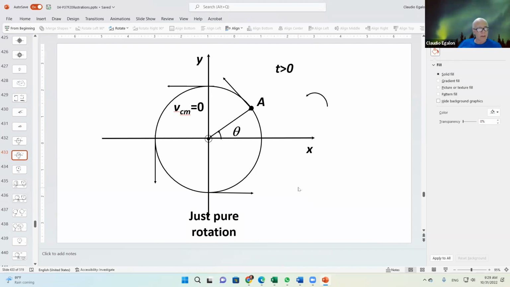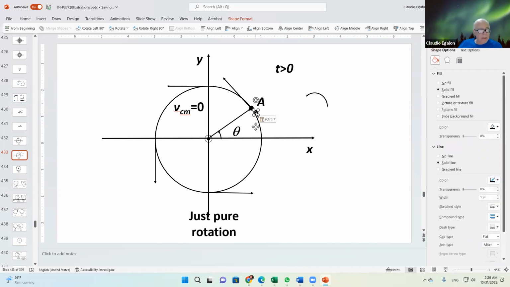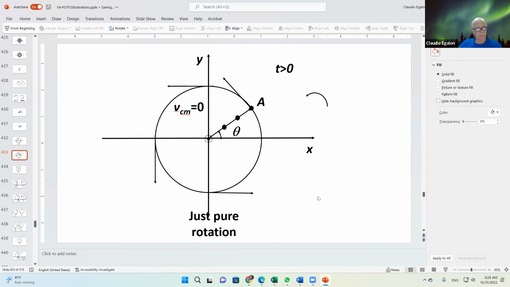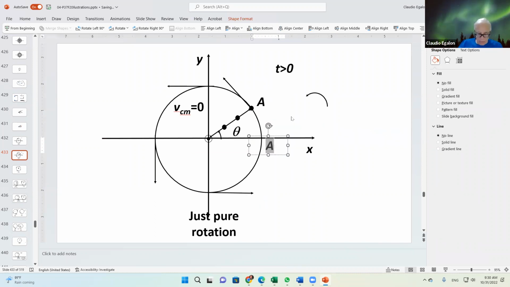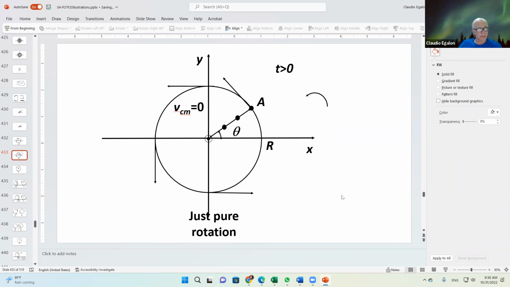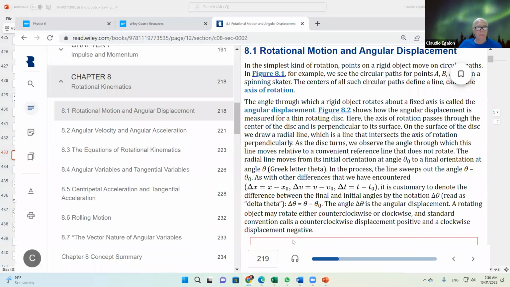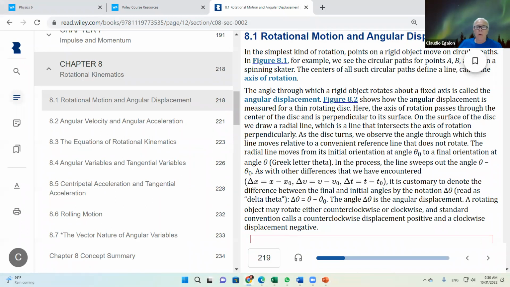And what's this angle theta? We call theta this angular position. Okay? Notice that this angular position theta is going to be the same for any other point along this line, right? And by the way, I also must state that this circle has a radius big R. Okay, so that's what we have.